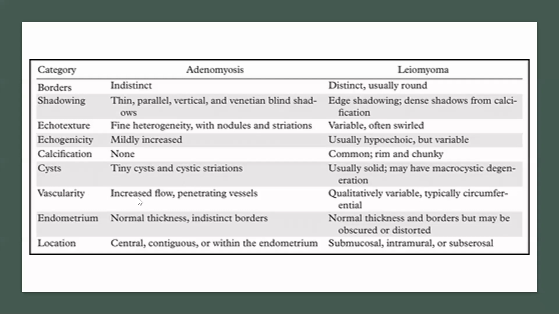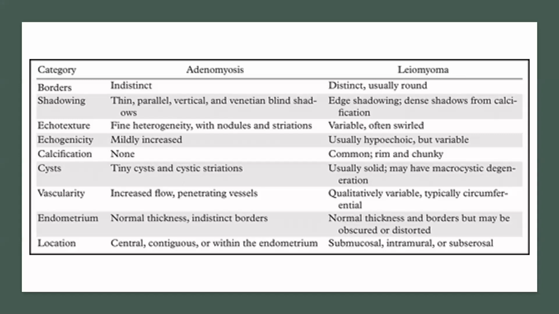Vascularity, when you put the color Doppler flow, it's increased. There are penetrating vessels, but in the fibroids, it's qualitatively variable, typically circumferential around vessels coming from around the myoma. The endometrium would be normal thickness with indistinct borders because the myometrial interface is disrupted, but in the leiomyoma, it should be a normal thickness and borders that may be obscured or distorted in some of the leiomyomas. The location for adenomyosis would be central, contiguous, or within the endometrium, but the leiomyoma, as you mentioned, the FIGO classification is much better classifying myomas, submucosal, intramural, or subserosal.